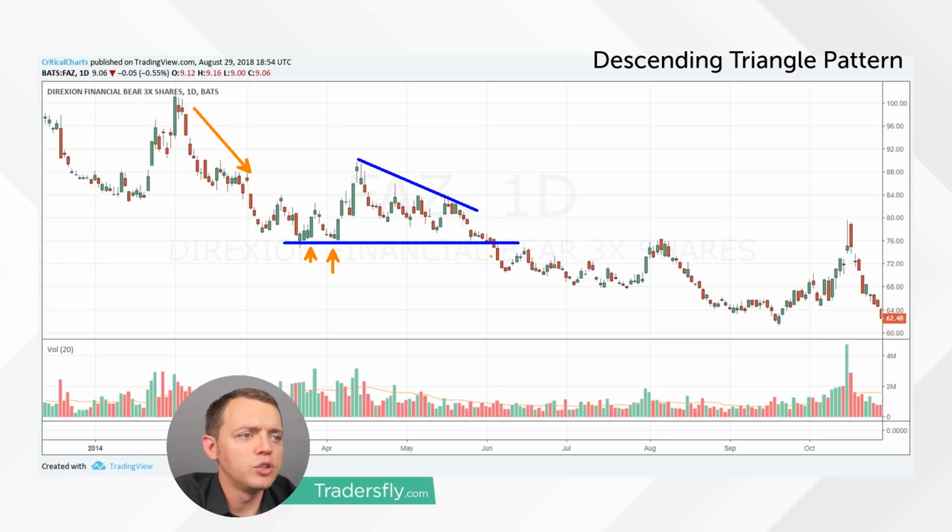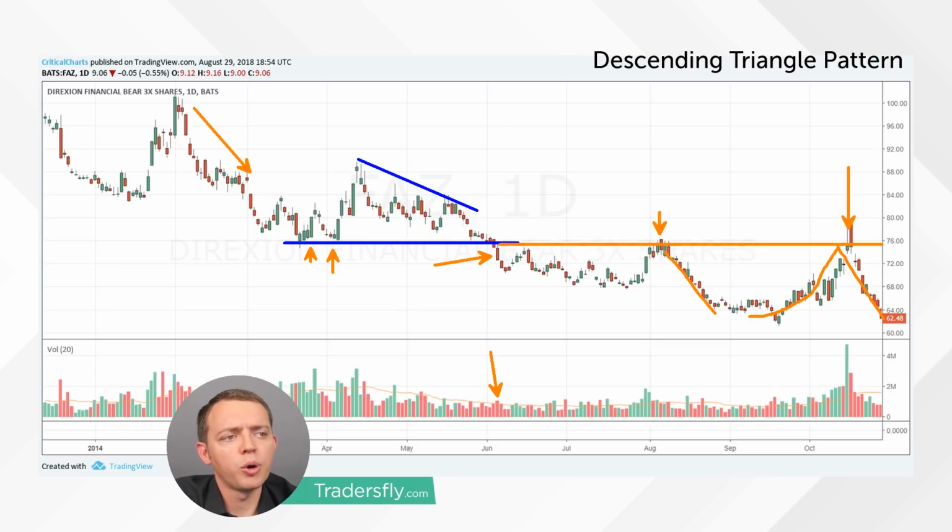And then eventually we do break lower on that descending triangle. Volume picks up slightly, but not significantly, and that's partly because it's a 3x ETF, because they do recalibrate those things. Eventually that stock continues to move lower and lower with time, especially if you look at where it is now. We do retest those 76 levels and reject multiple times, creating a double top right there. But overall, our descending triangle pattern is right between April and the June timeframe.